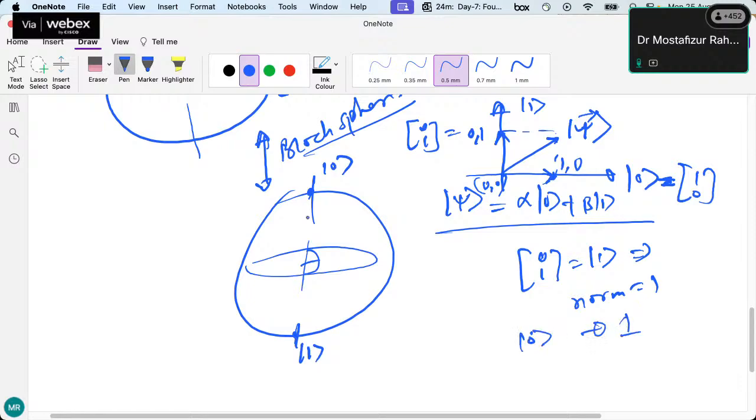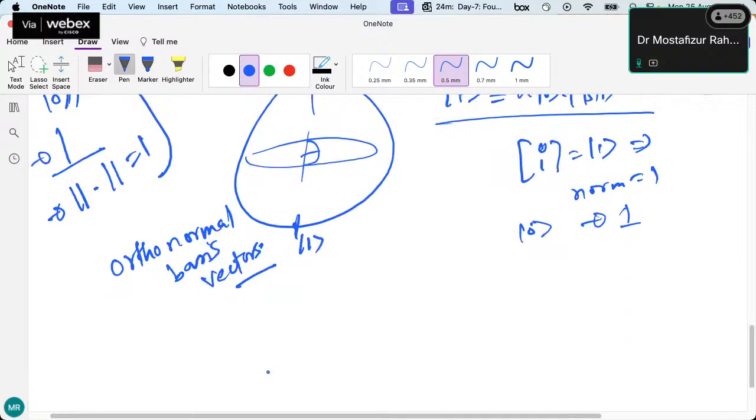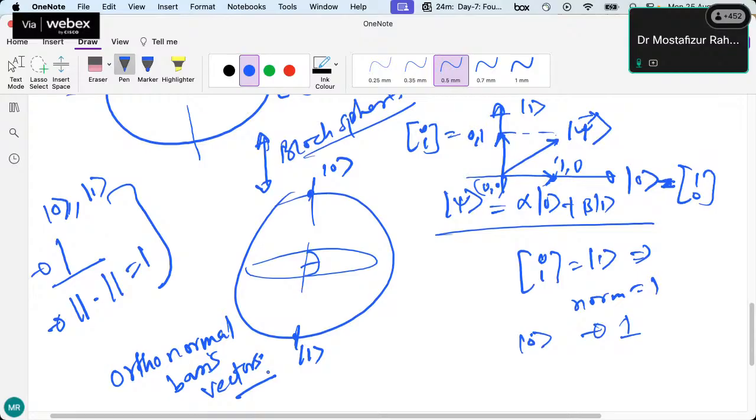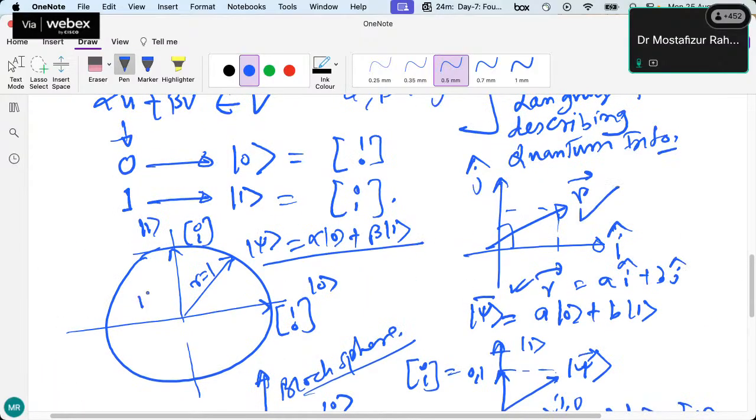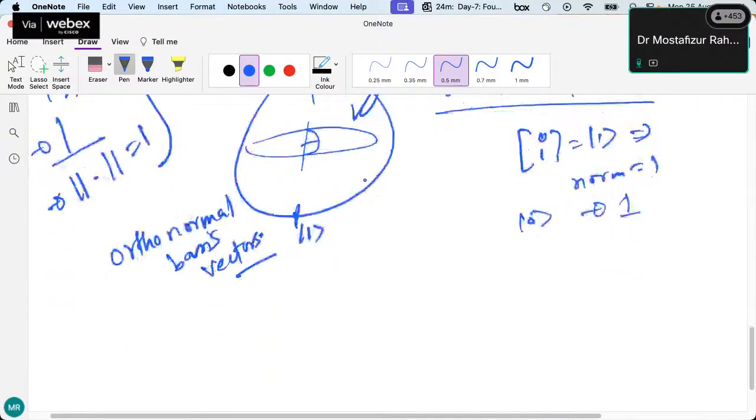So this is basically orthogonal as well as normalized. Ket0 and Ket1 are orthogonal to each other, right? So they are orthogonal as well as their norm equals 1. So that's why they are orthonormal basis vectors, right? Orthonormal basis vectors. So this is how we represent the basic fundamental information on a quantum system. And the system can be a Cartesian coordinate system, a circular coordinate system, or a Bloch sphere coordinate system, right? Various coordinate systems we can think of.